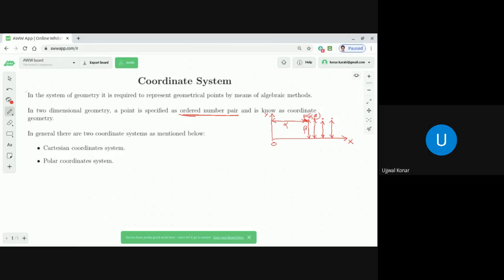In general, there are two coordinate systems, we know. The first coordinate system, which is very popular, is known as the Cartesian coordinate system. And the next one is called the polar coordinate system. Now, dear students, you may be thinking why there are two coordinate systems. It is the way we can represent that ordered pair uniquely.